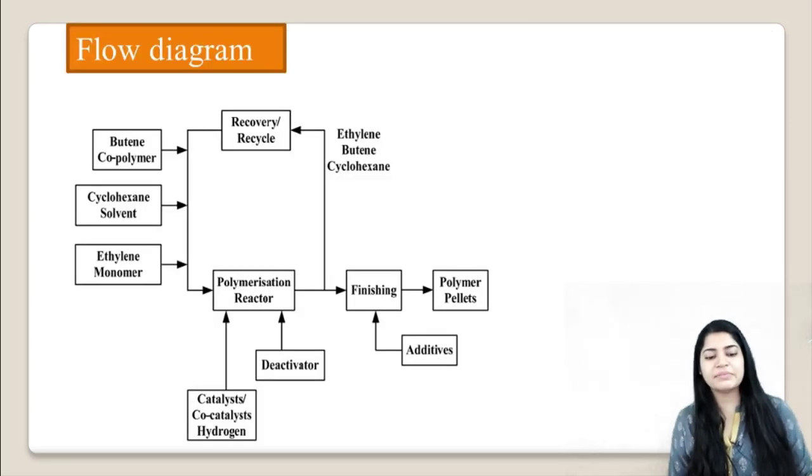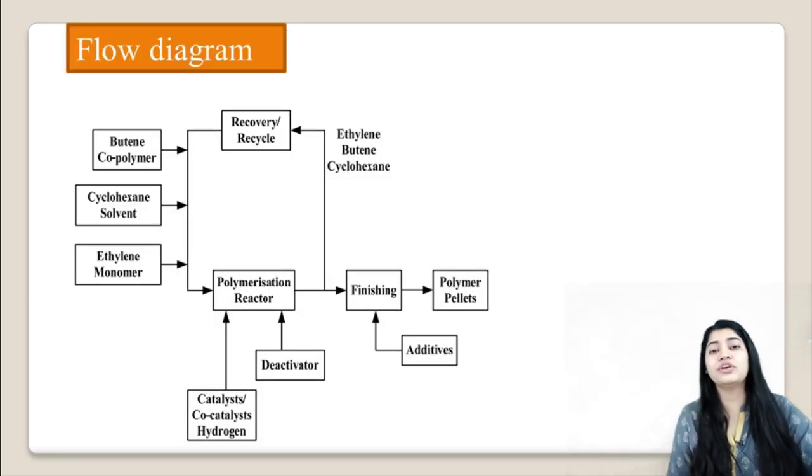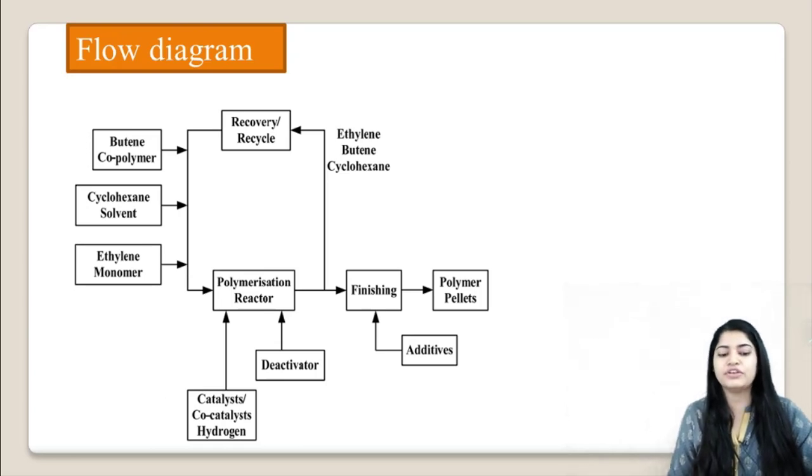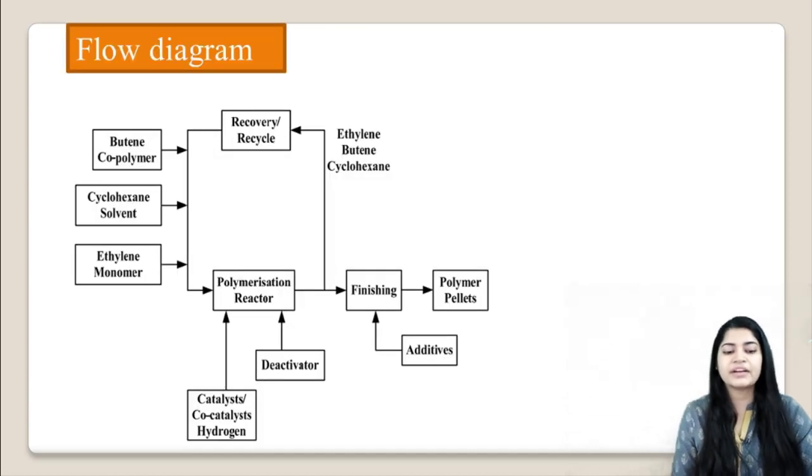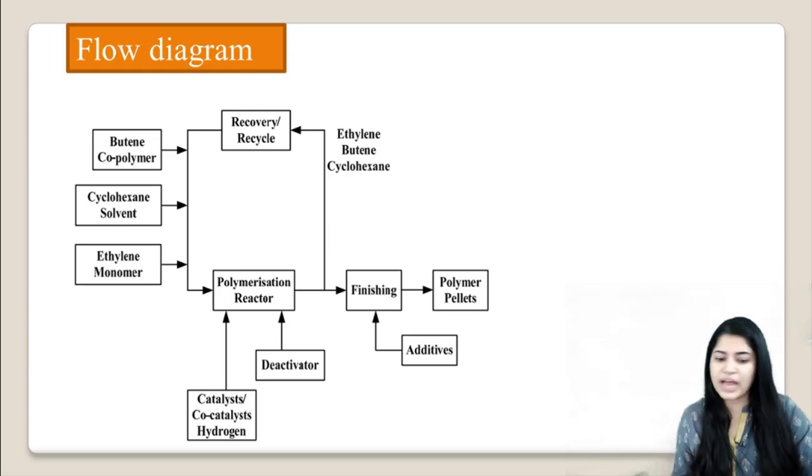So the flow diagram is very simple. You can see that in your reactor, what are the things you are adding? First of all, you are adding your ethylene monomer. Along with that, you are adding your copolymer. It can be butene, hexene, octene. Plus, you are adding your cyclohexane solvent, as the process is carried out as a solution polymerization method, right? With that, you are also adding your catalyst, Ziegler-Natta catalyst, plus a deactivator is also added. So your polymerization reaction is carried out at suitable temperature and pressure conditions.